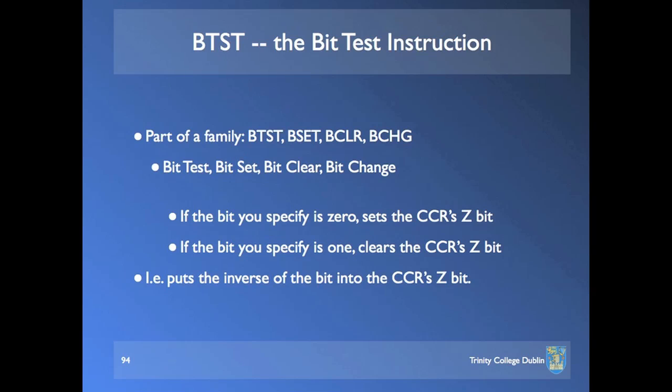So here's bit test. There's a bit more to bit test than meets the eye. There's a family of them. Bit test, bit set, bit clear, and bit change. Okay? A bit test is the only one of these that does nothing in the sense that I meant. It basically checks the bit that you specify. We'll have a look at it the next day. You specify a bit in a particular place. If the bit is 0, it sets the Z to 1. If the bit is 1, it sets the Z bit in the condition code register to 0.